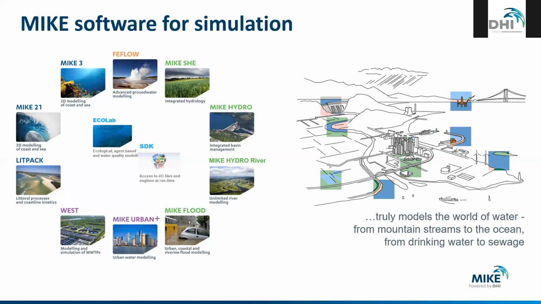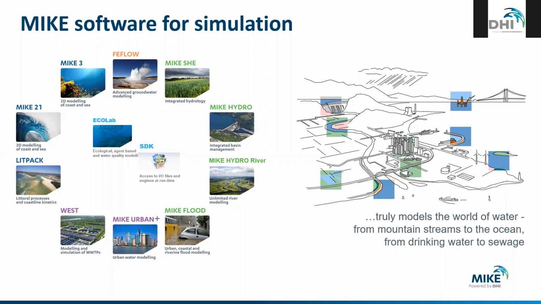MIKE HYDRO River is a one-dimensional St. Venant equation flow solver. And again, same as the marine software, you can add on layers, transport processes, water quality, morphology on top of the basic hydrodynamics. And MIKE HYDRO River is the software engine that's used within MIKE SHE for the water channel simulation.